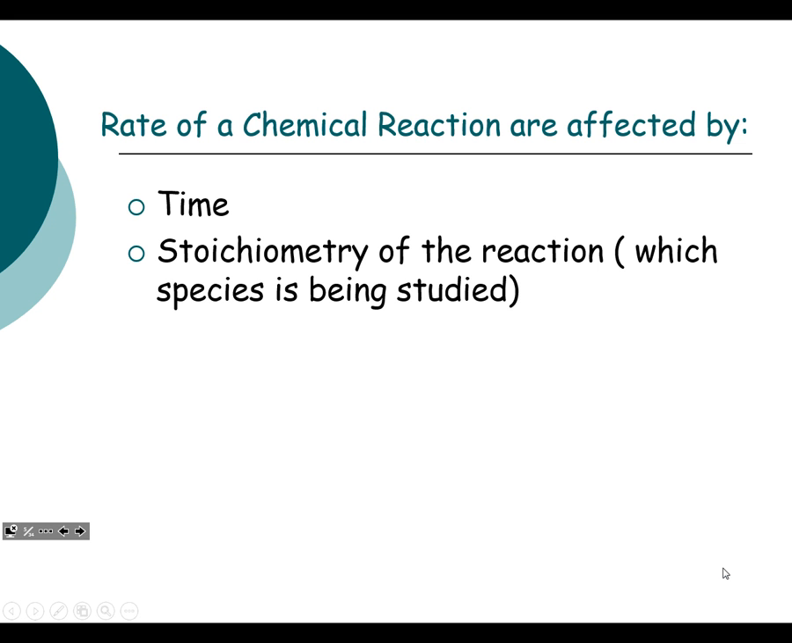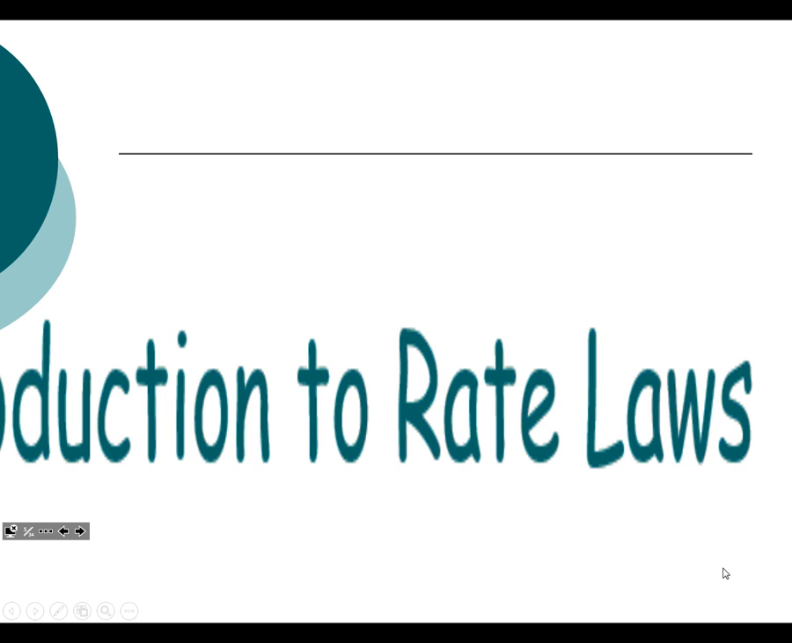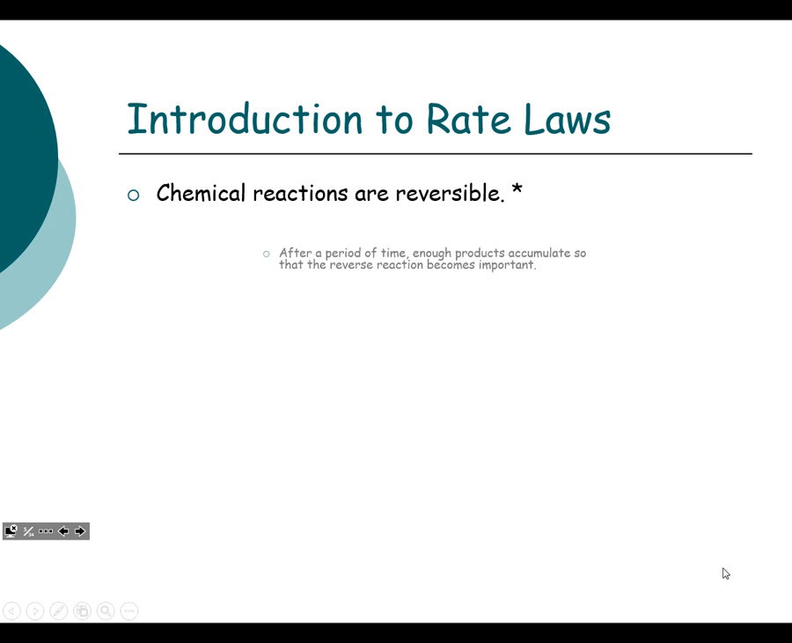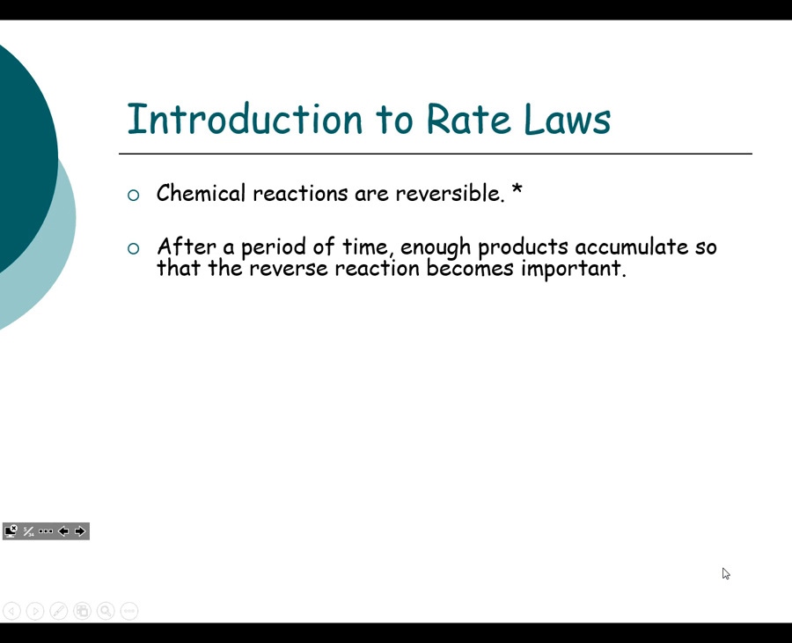So using all of this, we can start writing what are known as rate laws. And this is actually pretty easy stuff. So let's start with an introduction here. This is something we already know. Chemical reactions are reversible. Now, the star is up there because in previous years I would do this before equilibrium, and so we didn't quite know what reversible meant, but this year we got it. We know what reversible means. And we know that after a period of time, we get enough product made that we start going back and having the reverse reaction occur.